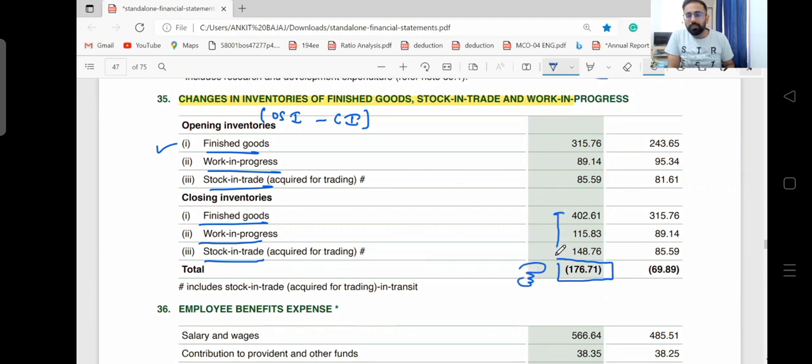If the closing stock value is higher as compared to the opening stock, then definitely this figure will be negative, right? Let's suppose I'm taking one example for your understanding. Your dad has given you 20 lakh rupees on 1st April, right? And on 31st March next year, he asks you how much cash balance you have. You say you have 22 lakh rupees with you. It means you have invested this money and you have earned a profit of 2 lakh, right?